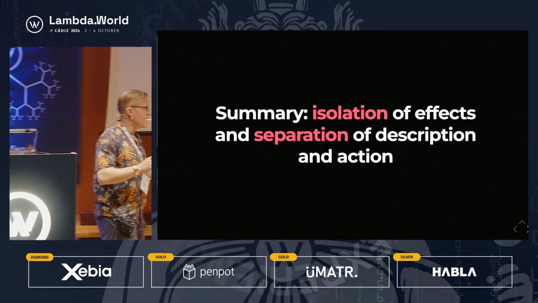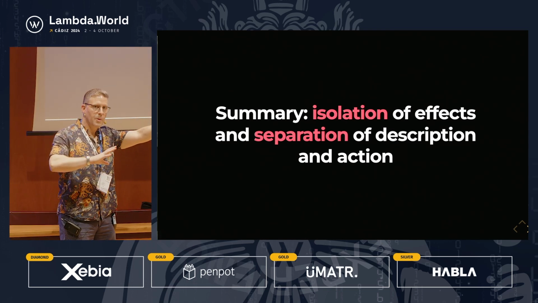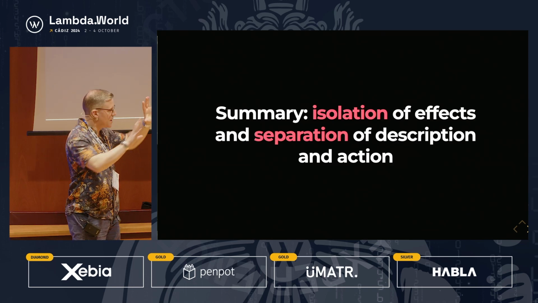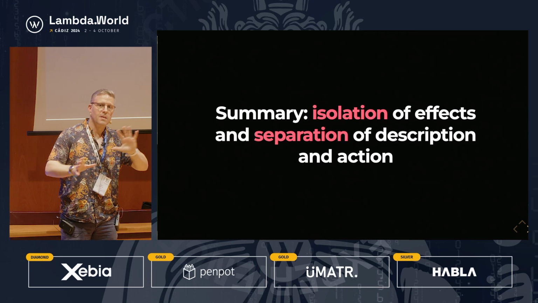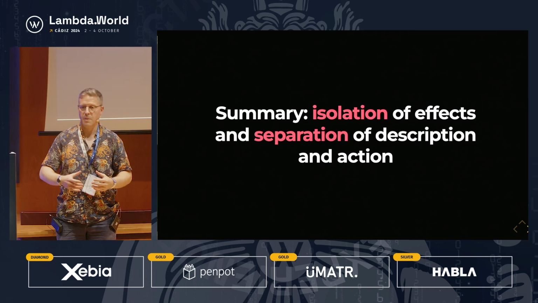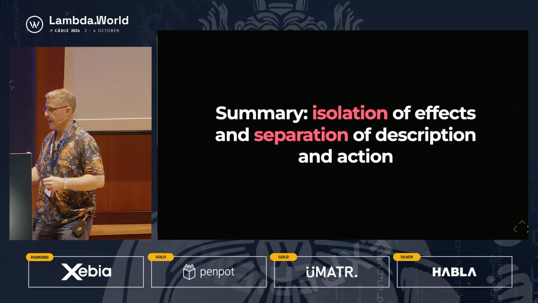All right. So, summary. We have this isolation of effects that tells us where we can reason using substitution and where we cannot. And we have this separation of descriptions and actions. And when we're working with descriptions, again, we can freely substitute them and pass them around and compose them. So we get compositionality and reasoning in this way from effect handlers.